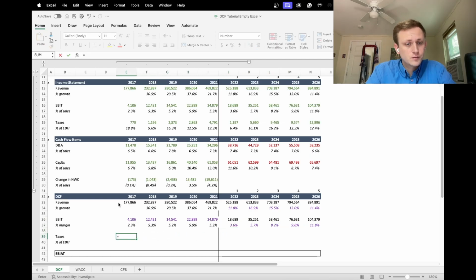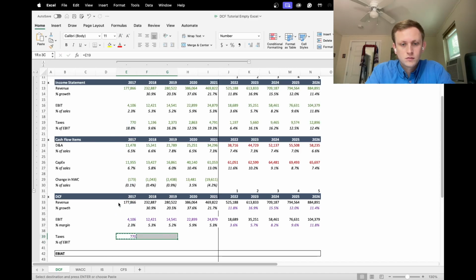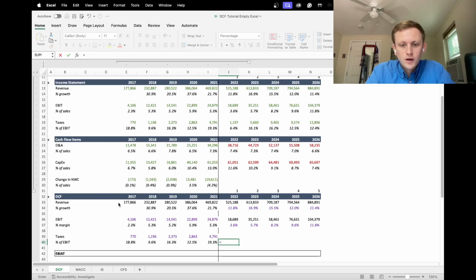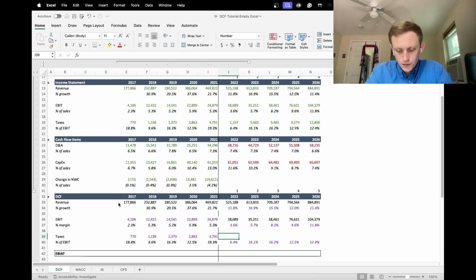Then for taxes, I'm going to link the taxes from the income statement. And for the percentage of EBIT, I'm going to divide the taxes by the EBIT. Then I'm going to link the percentage of EBIT from the income statement. And then to estimate taxes, I'm going to link the EBIT and multiply it by the percentage of EBIT.